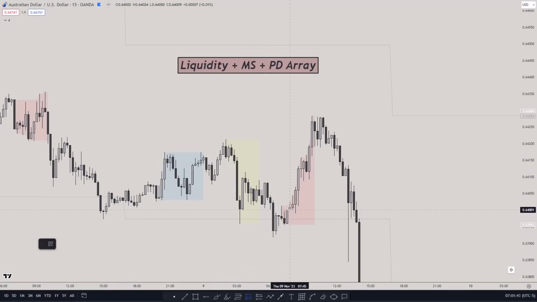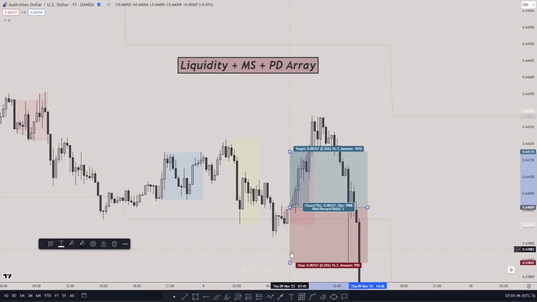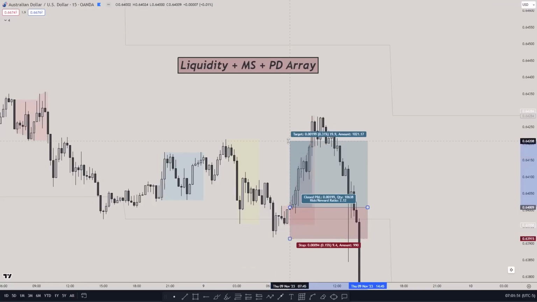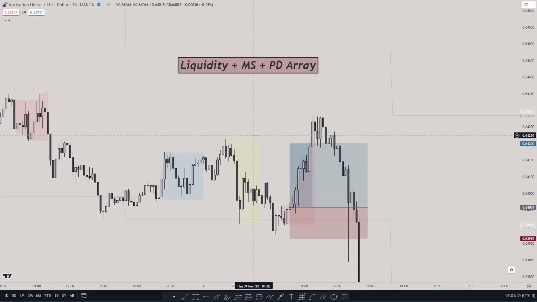So PC. This is where the fair value gap was closed above by this candle, entering from here, stop loss below the last low, either this one or this one, and then targeting, for example, 2 to 1. And price hit the take profit. So it's all about liquidity, market structure, and PD array.